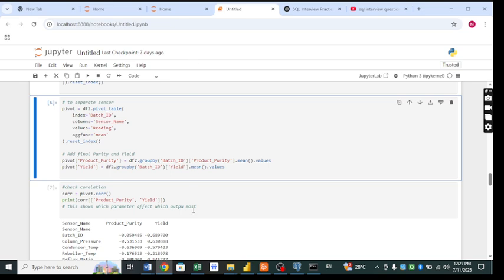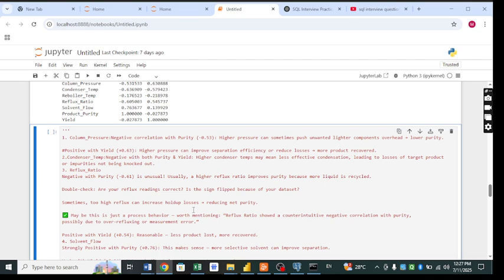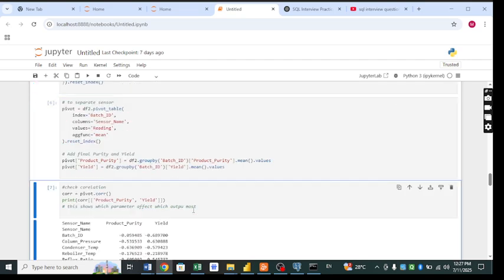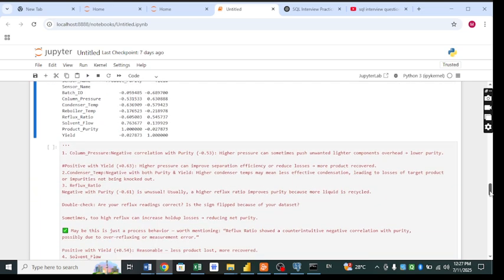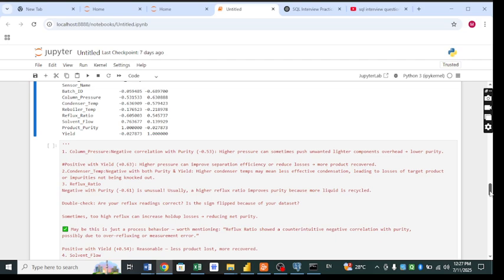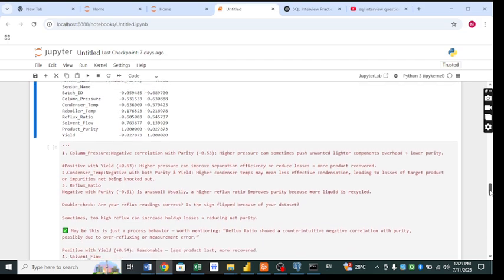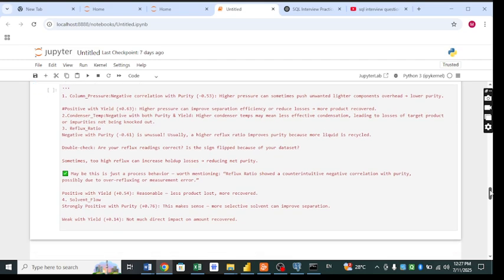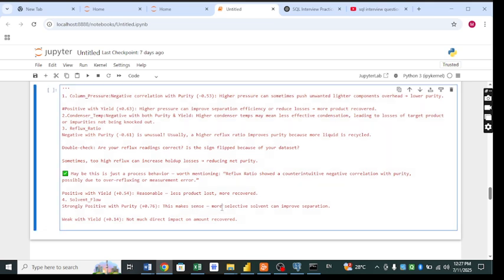So this is the final result. It shows which factor affects the product purity and yield the most. This clearly indicates that solvent flow is strongly positive with purity, plus 0.76. This makes sense, since more selective solvent can improve the separation.